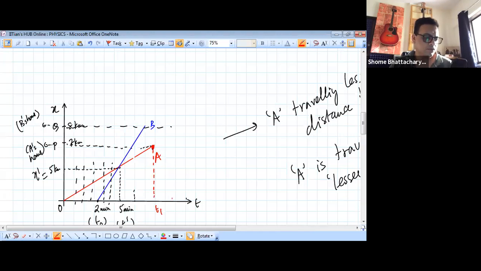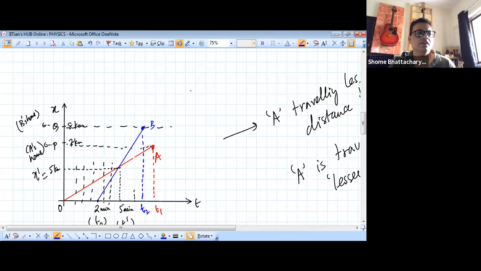Whereas you can clearly see from the graph that B is reaching his destination, which is this point Q, at some time T2. So we can see that T1 is greater than T2.